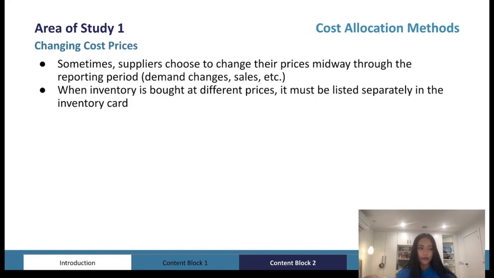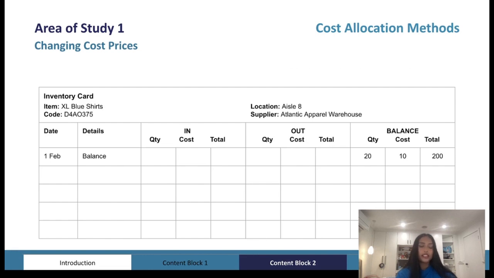A lot of the time, the cost prices of inventory don't just stay the same, they actually change. And this can be due to higher demand or suppliers having sales. And when there are different cost prices, it has to be listed separately in the inventory card. So let's go back to our example from before. We still have the exact same opening balance of inventory on hand, so we still have 20 extra large blue shirts at $10 per shirt and a total opening balance of $200.